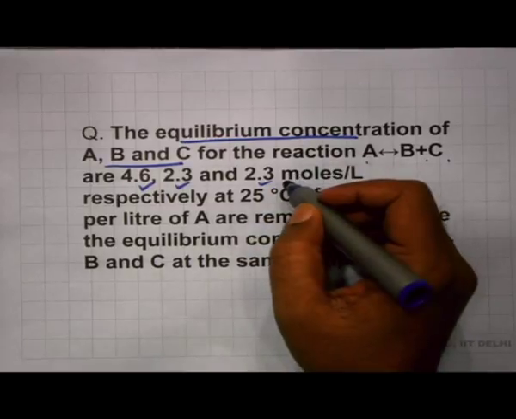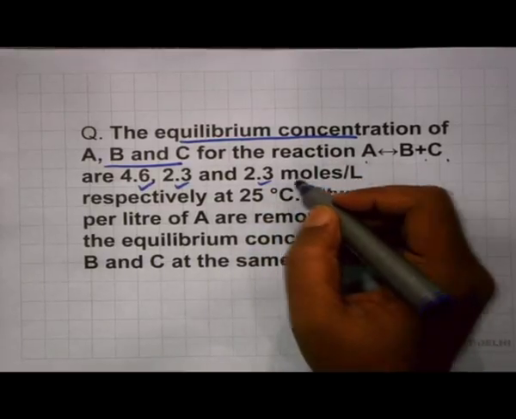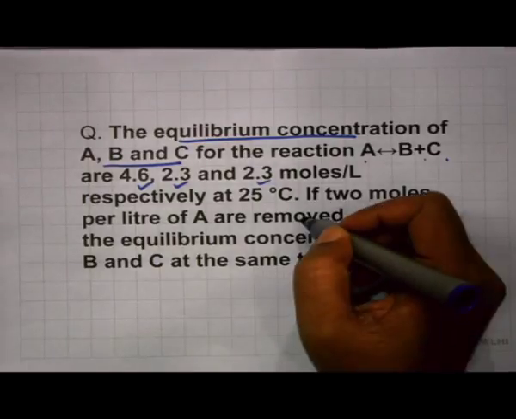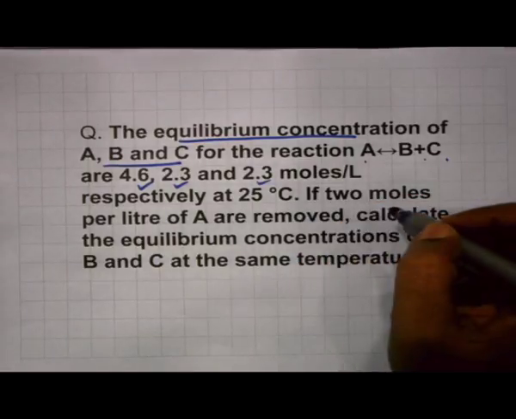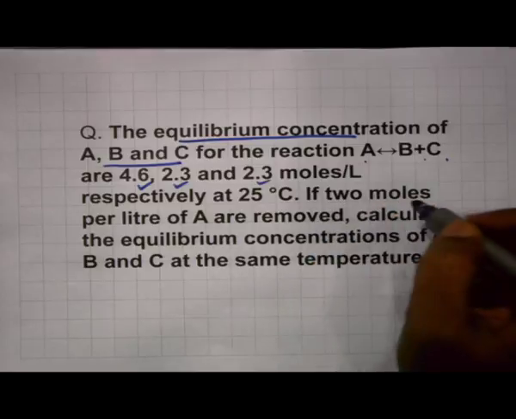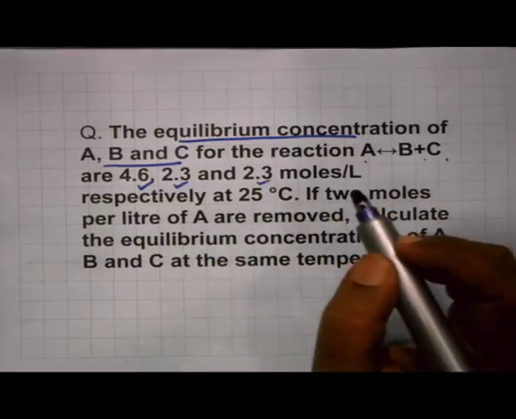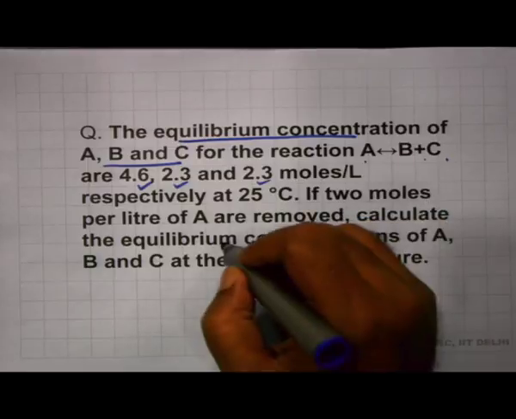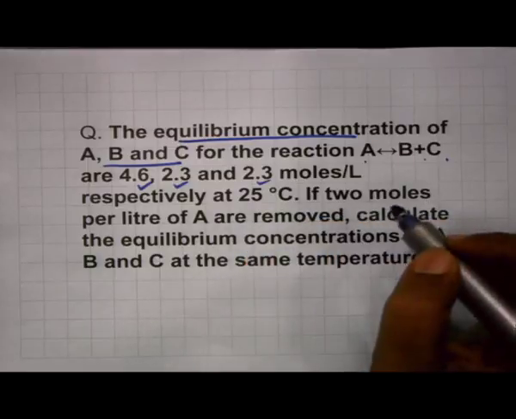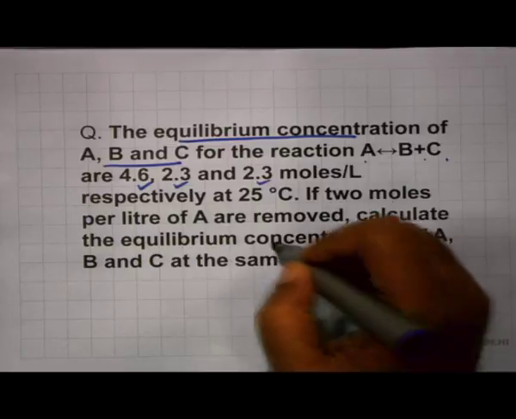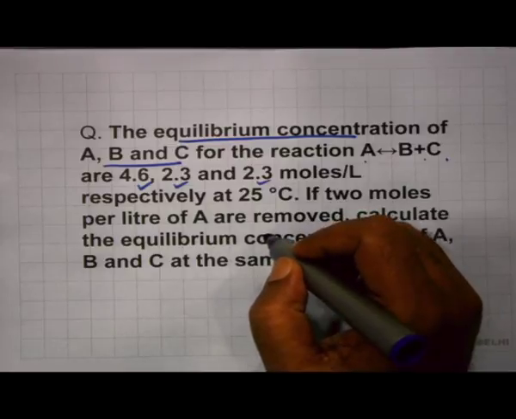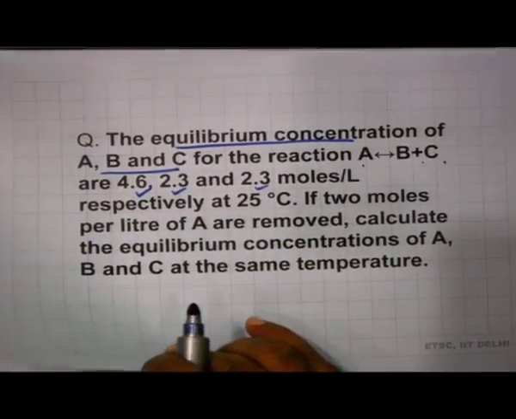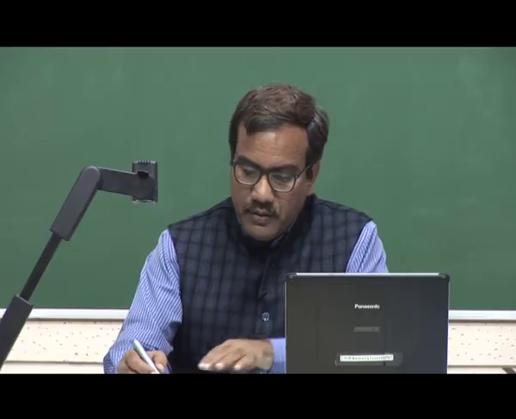In this, first we have to calculate Kp or Kc, and then you disturb the equilibrium by removing A, and then you need to calculate the equilibrium concentrations of A, B, C, and here you can utilize the fact that you have already calculated Kc.